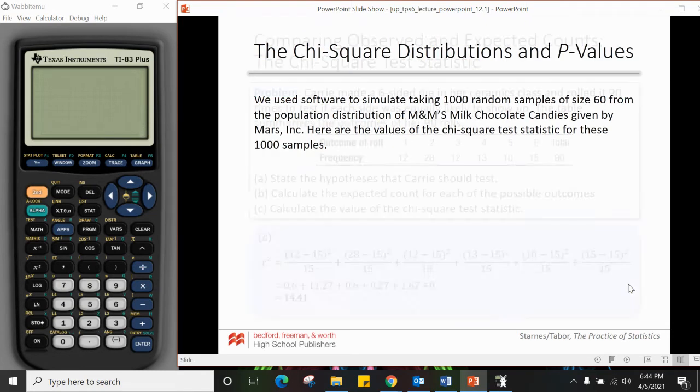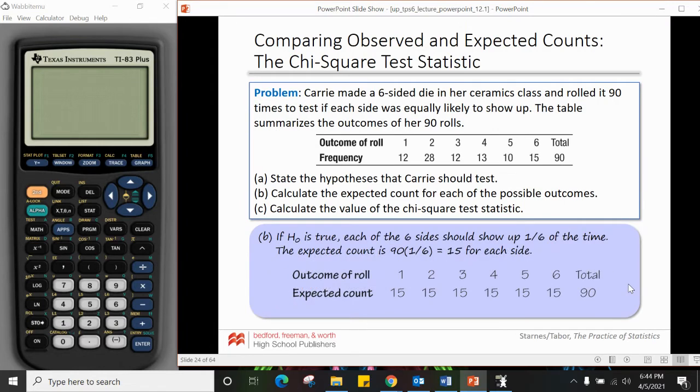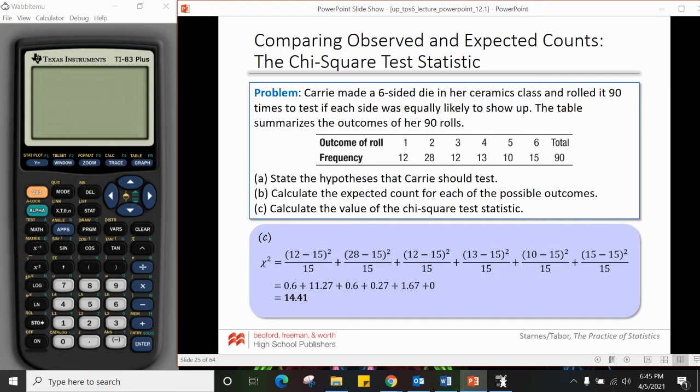And lastly, calculate the chi-squared test statistic. So you could use that formula. Remember, it's observed minus expected, squared, divided by expected, and then add them all up. So here we go. The probability of getting a 1, well, the observed, or what actually came out, was 12 minus 15. 15 is our expected value. So 12 minus 15 squared divided by the expected value, 15. And you can add them up, and we would get our chi-squared of 14.41.